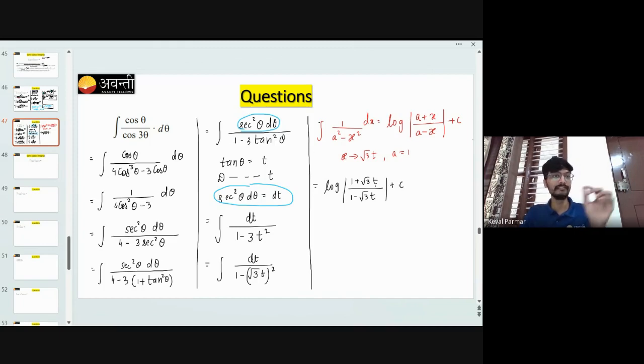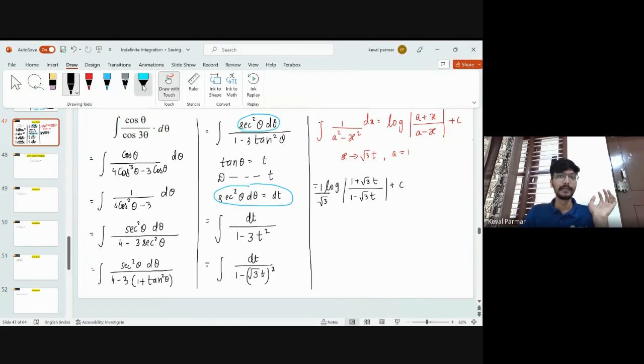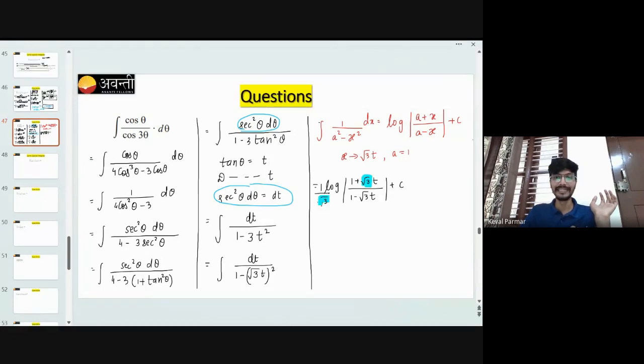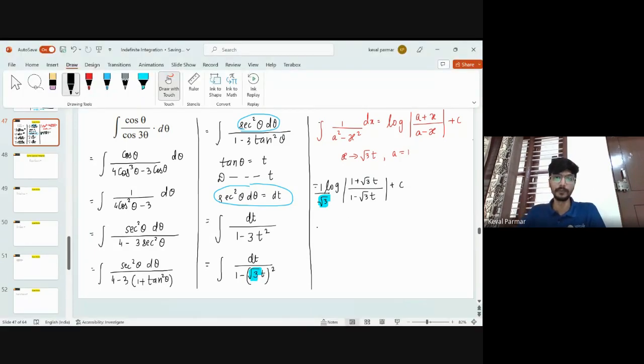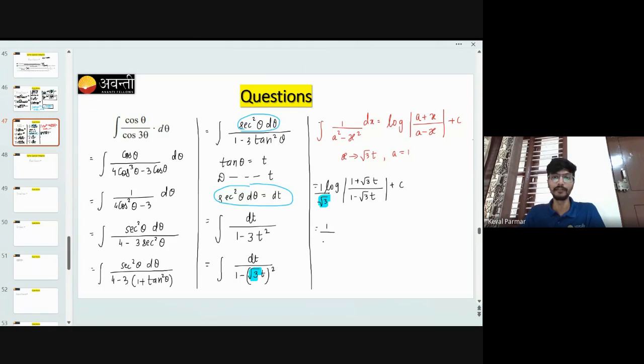Also, don't forget, we need to divide by the coefficient of t. So we need to write 1 upon root 3. Why 1 upon root 3? Because it was the coefficient of t. So we need to divide by the coefficient of t. Do you remember this rule of integration? And finally, if I resubstitute, what was t? Tan theta. So I will get 1 upon root 3 log mod of 1 plus root 3 tan theta upon 1 minus root 3 tan theta plus c.